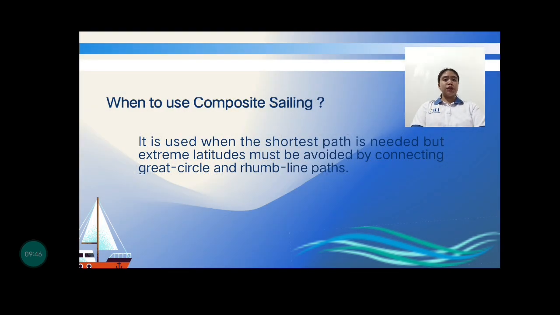So when to use the composite sailing? It is used when the shortest path is needed but extreme latitude must be avoided by connecting great circle and rhumb line paths.